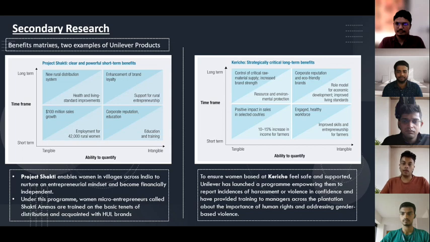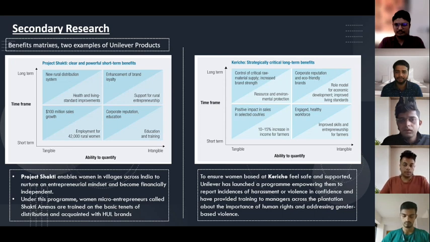In the second case, we'll look at Kericho, a place in Kenya, where there was a lot of gender-related harassment and violence going on in the plantations. So HUL took charge of it, and they supported a safe and good environment for the women workers there. After this initiative, the short-term benefit was that it improved their sales positively in selected countries. It also increased the income of the farmers. In the long term, they controlled the critical raw material supply and increased their brand strength, and resource and environmental protection was also achieved. Some of the intangible benefits were corporate reputation and an engaged, healthy workforce.